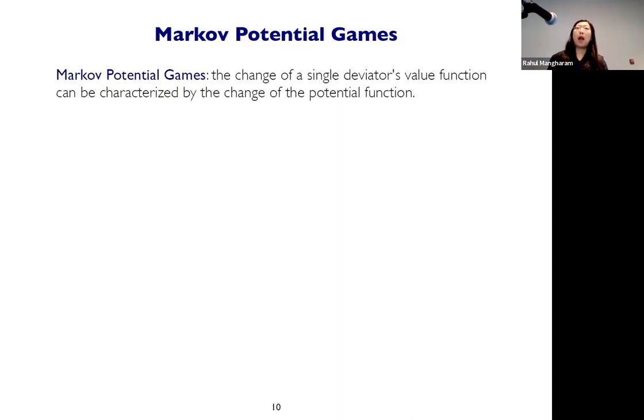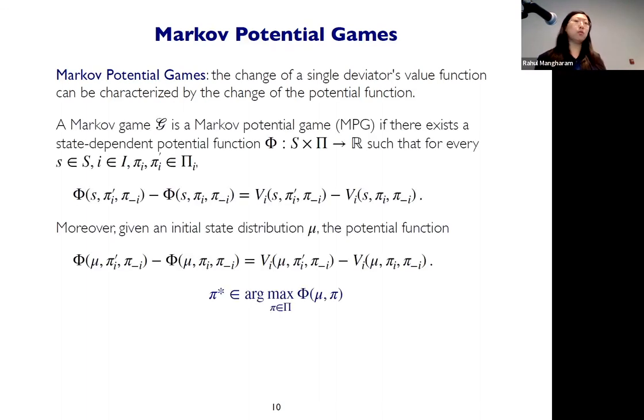So for the first half of the talk, I'm going to focus on Markov potential games, which assume that there exists a state-dependent potential function that captures very precisely how the change of the deviator's utility when the deviator changes the policy. In some sense, this potential function itself serves as a Lyapunov function, as we will show later, that captures the global information of whether agents have incentive to deviate or not.